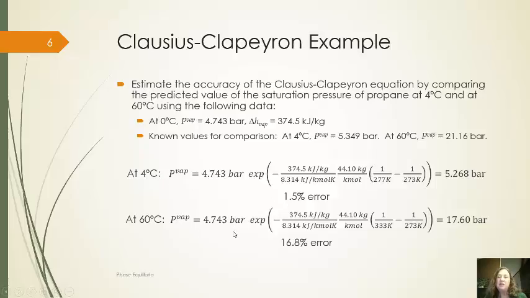If I go to 60 degrees C, a much larger jump in temperature, the prediction isn't as good. The answer comes out to be 17.6 bars compared to 21.2 bars. That's a 17% error. So the assumptions that I've made, the biggest source of error seems to be related to where I use as my fixed starting point, which means that heat of vaporization as constant is the weakest part of our Clausius-Clapeyron equation.